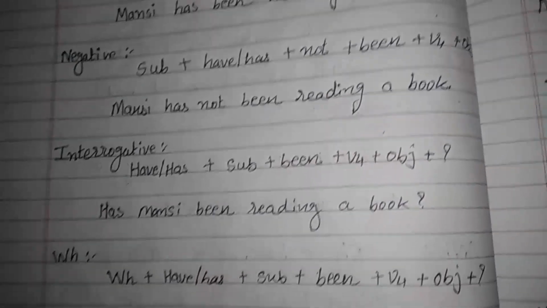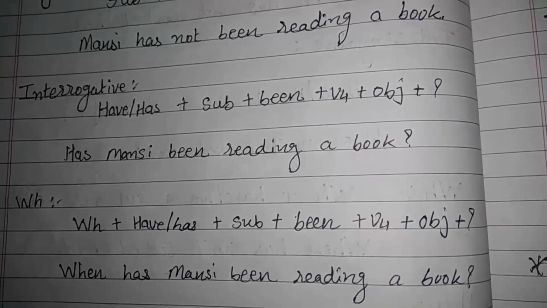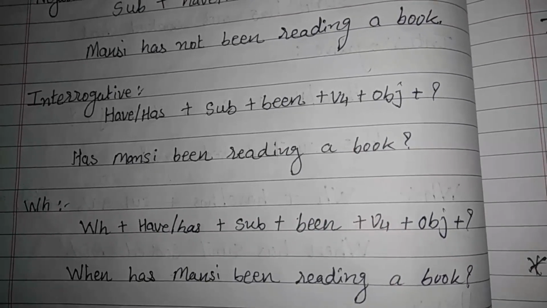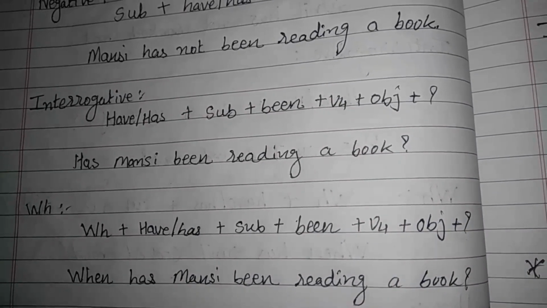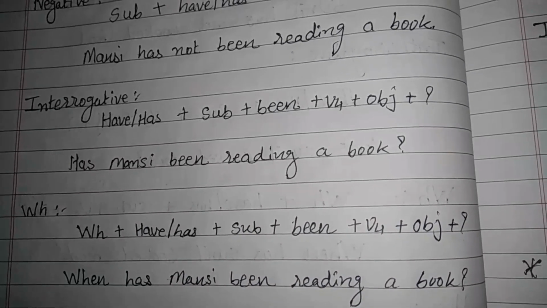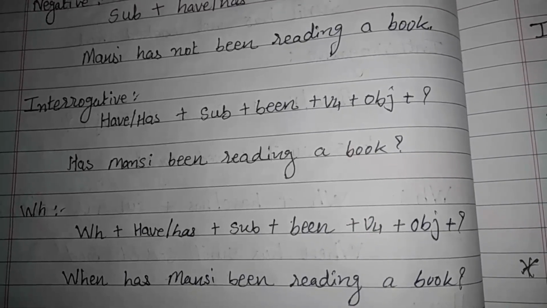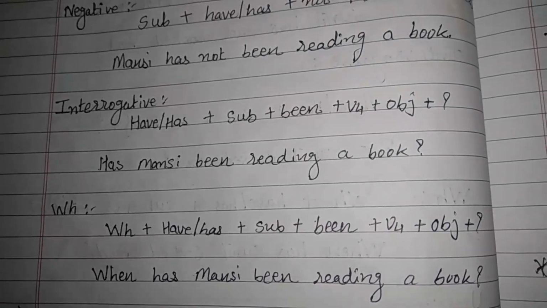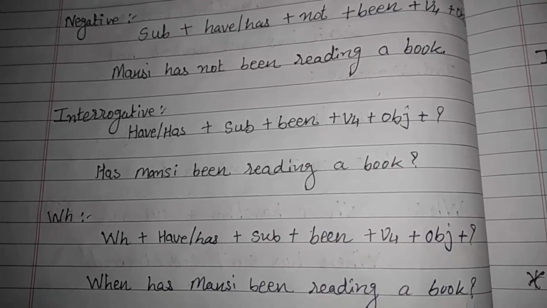Now the WH question, for making WH question we have to use the format WH plus have or has plus subject plus been plus V4 plus object plus question mark. The example is when has Mansi been reading a book? I hope you all have understood about all four tenses of present tense.